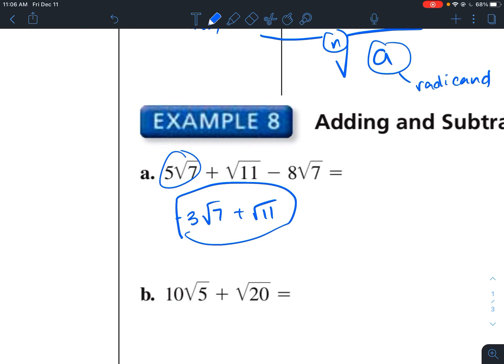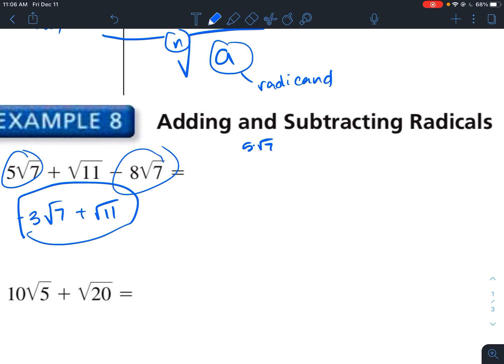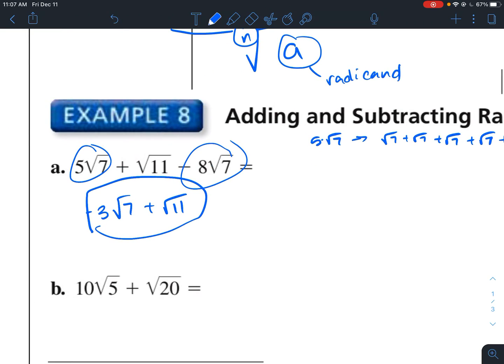You could also look at it this way. Let's take these two like radicals. 5 square root of 7 is the same thing as 5 times square root of 7, which would be equal to square root of 7 plus square root of 7 plus square root of 7 plus square root of 7 plus square root of 7. That's 1, 2, 3, 4, 5, so we have 5 square root of 7s. That's what this is saying right here. Then if we have 5 square root of 7s and negative 8 square root of 7s, when you add them together, you'll have negative 3 square root of 7s.